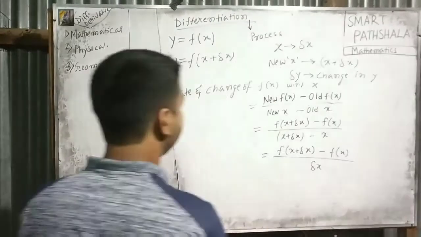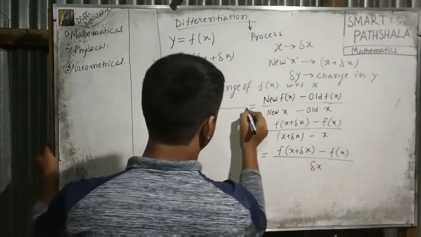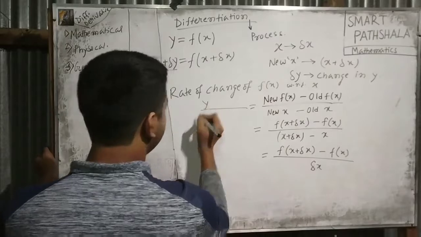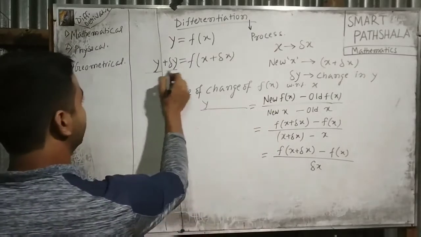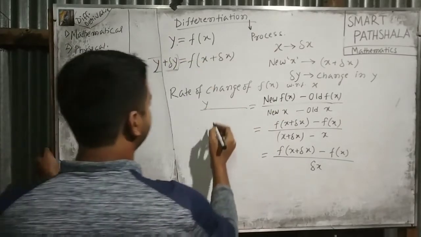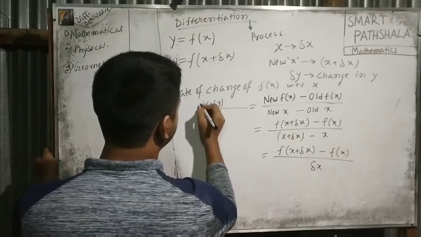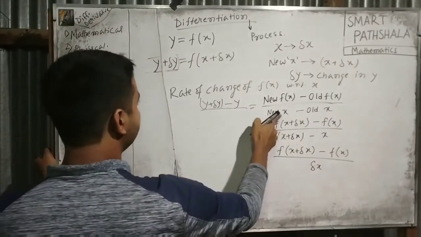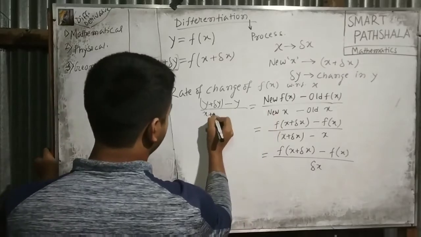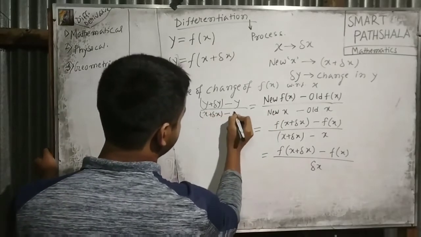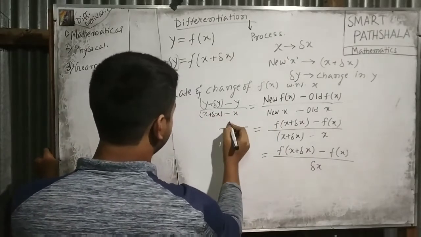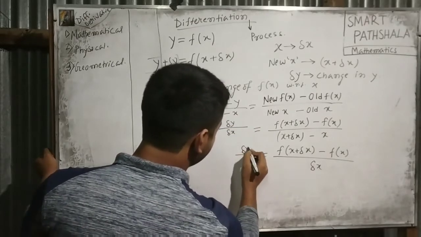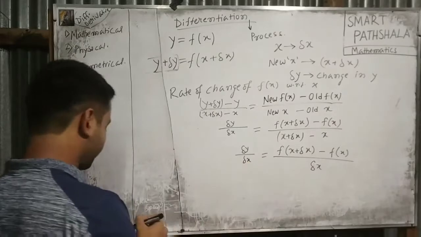Now if I write in this direction, new f of x, we can write f of x as y, right? So this is y, sorry, new. So new means this one, not this one. This one is old. So y plus del y, new one, minus old one. Old one is this one. So y minus new x. What is new x? x plus del x minus x. So we are having here del y by del x. We can write del y by del x. Okay?